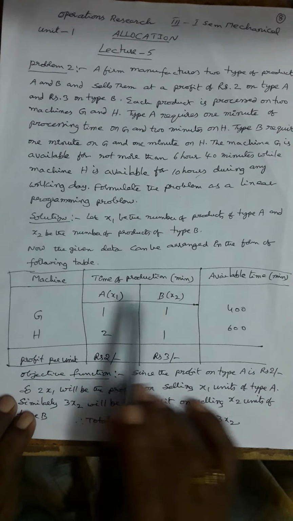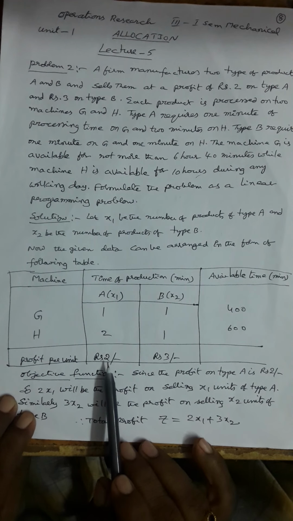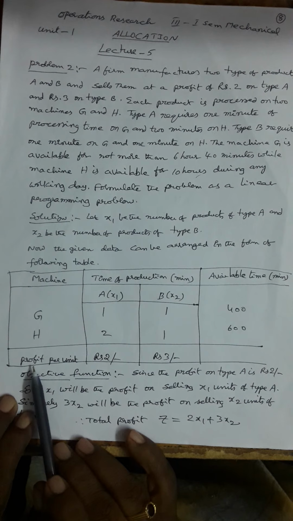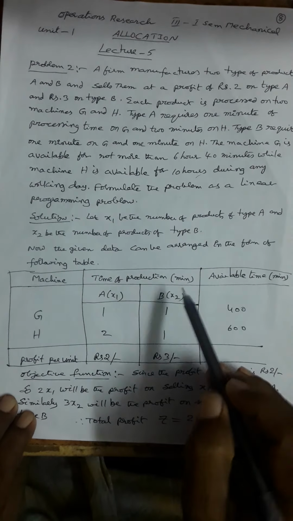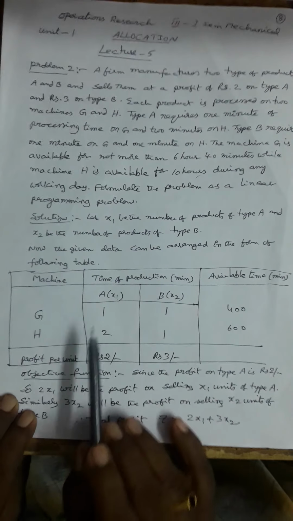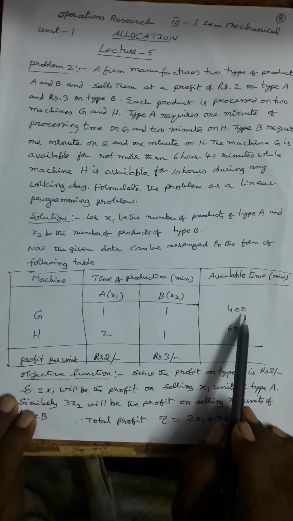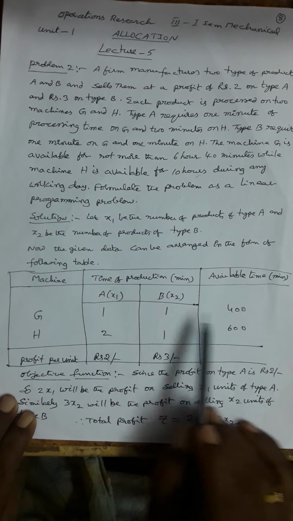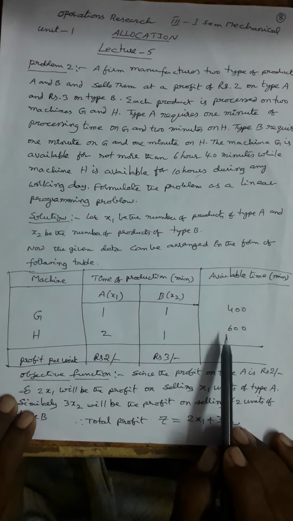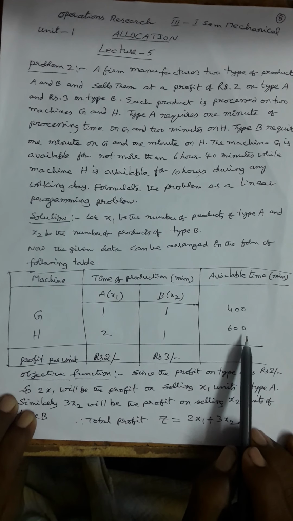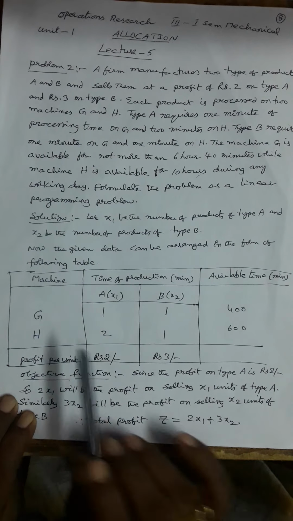Sometimes we write using this tabular form. Here our objective function is the profit function, so maximize Z is equal to 2 into x1 plus 3 into x2, subject to the constraints 1 into x1 plus 1 into x2 less than or equal to 400, so x1 plus x2 less than or equal to 400, 2x1 plus x2 less than or equal to 600, and x1 greater than or equal to 0, x2 greater than or equal to 0.